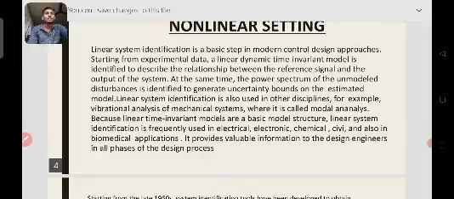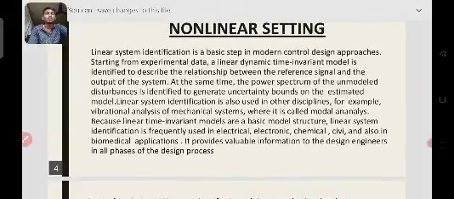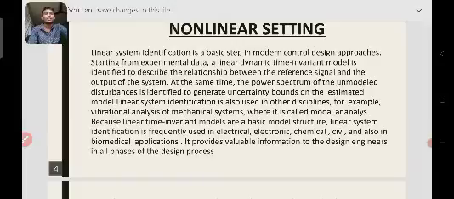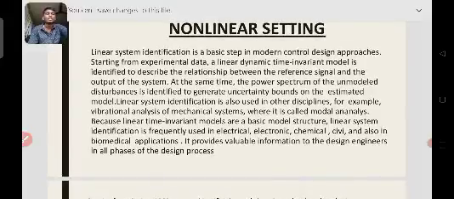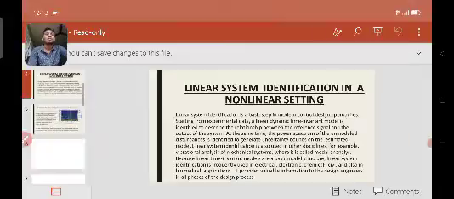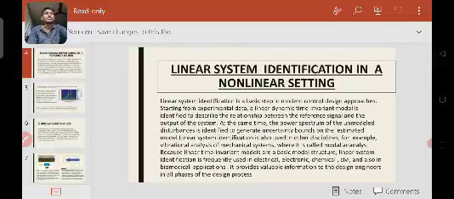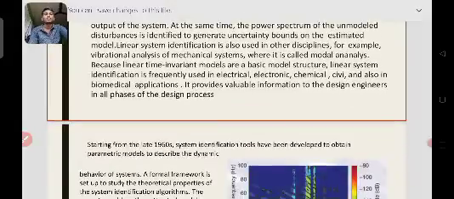on the estimated model. Linear system identification is also used in other disciplines, for example, vibrational analysis of mechanical systems, where it is called modal analysis. Because linear time invariant models are a basic model structure, linear system identification is frequently used in electrical, electronic, chemical, civil, and also in biomedical applications. It provides valuable information to the design engineers in all phases of the design process.